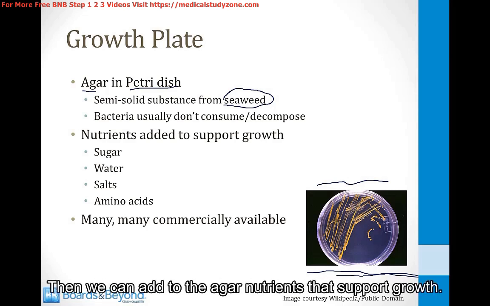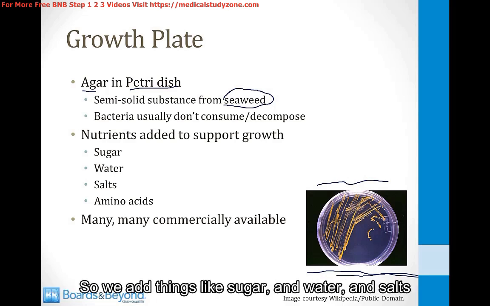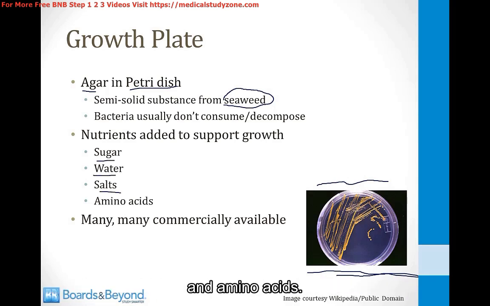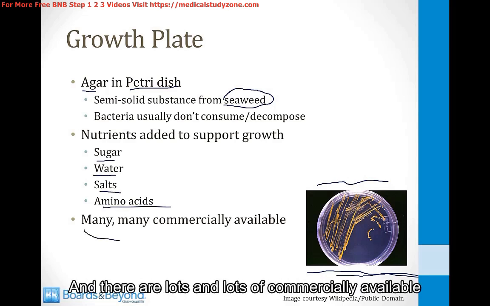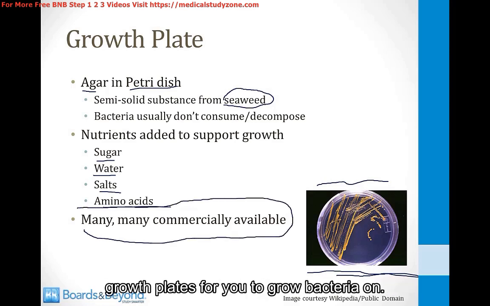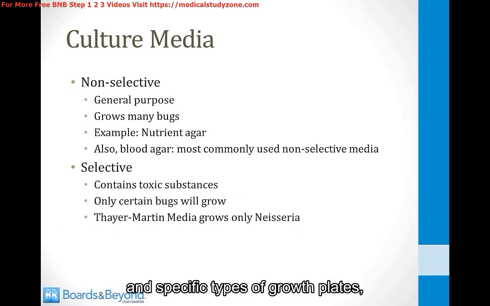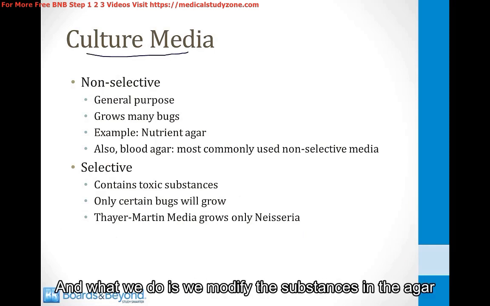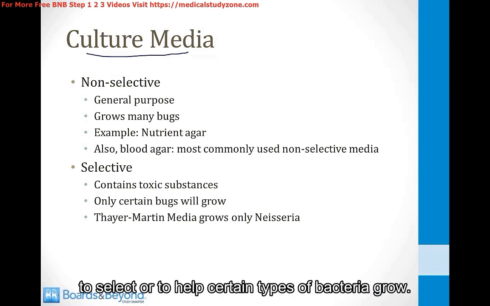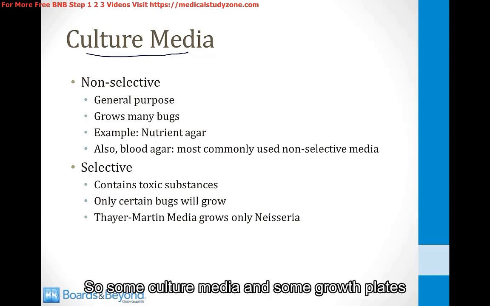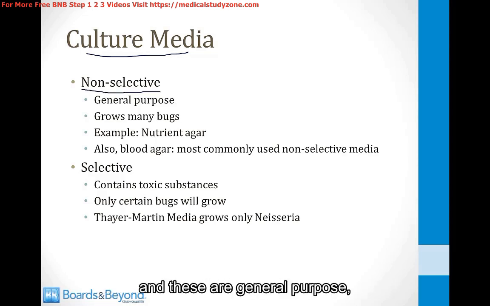Then we can add to the agar nutrients that support growth. So we add things like sugar and water and salts and amino acids. And there are lots and lots of commercially available growth plates for you to grow bacteria on. So when we grow bacteria on specific types of agar and specific types of growth plates, we call that a culture media. And what we do is we modify the substances in the agar to select or to help certain types of bacteria grow. So some culture media and some growth plates are called non-selective, and these are general purpose.